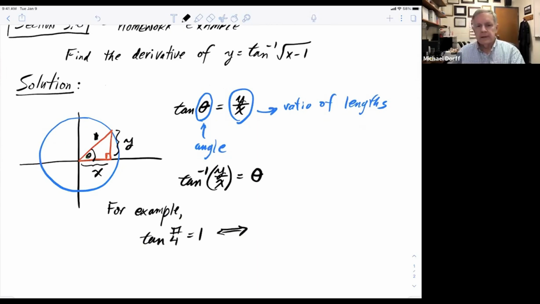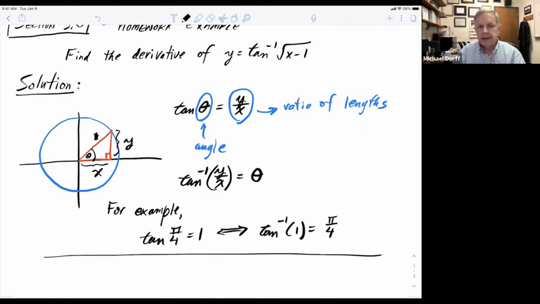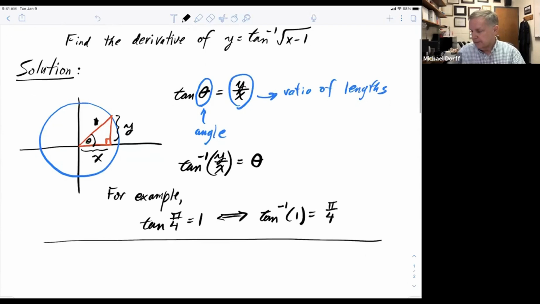All right, then how would I write the inverse tangent related to these numbers? Well, the inverse tangent of the ratio of these lengths, which would be 1, would equal the angle, which is pi over 4. So see how the tangent of pi over 4 equals 1 is equivalent to the inverse tangent of 1 equaling pi over 4.